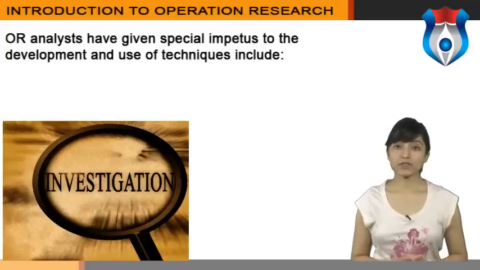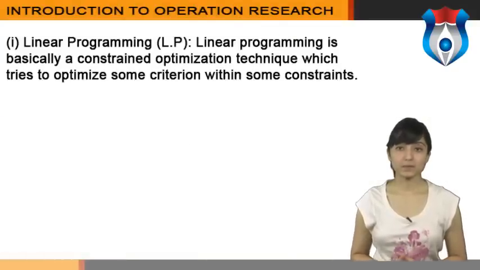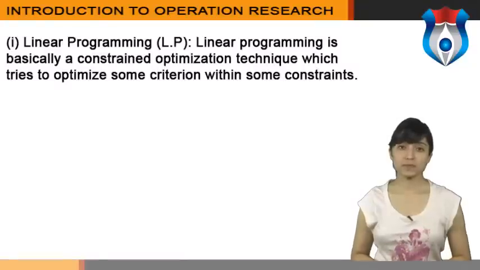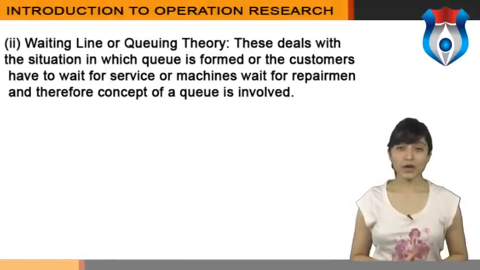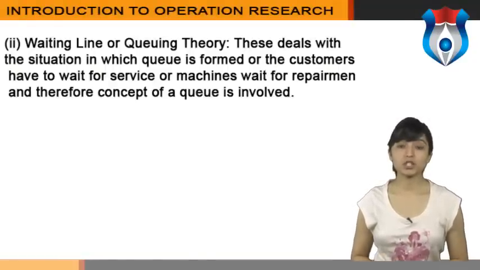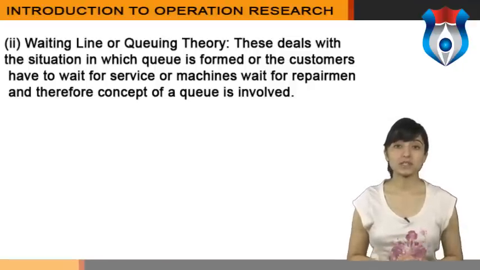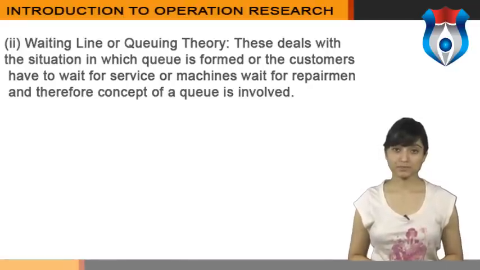OR analysts have given special impetus to the development and use of techniques including linear programming, LP. Linear programming is basically a constrained optimization technique which tries to optimize some criterion within some constraints. Waiting line or queuing theory. This deals with the situation in which a queue is formed or the customers have to wait for service or machines wait for repairmen, and therefore the concept of a queue is involved.